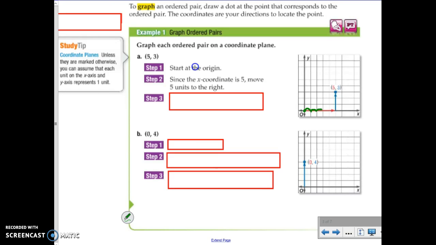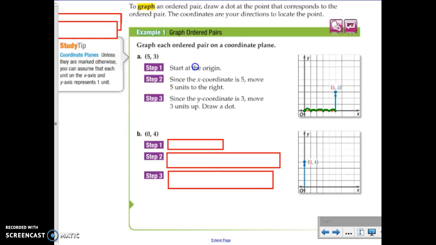So here we go, 1, 2, 3, 4, 5. And the third step is, since the y-coordinate is 3, you move 3 units up, and then you draw your dot. Same thing with the y-axis. A lot of times when you go up, things are positive, and when you go down, things are negative. The same applies to the x-axis. So here my y point is 3, so I move up 1, 2, 3 spots. I draw my dot, and that is how you plot 5, 3.